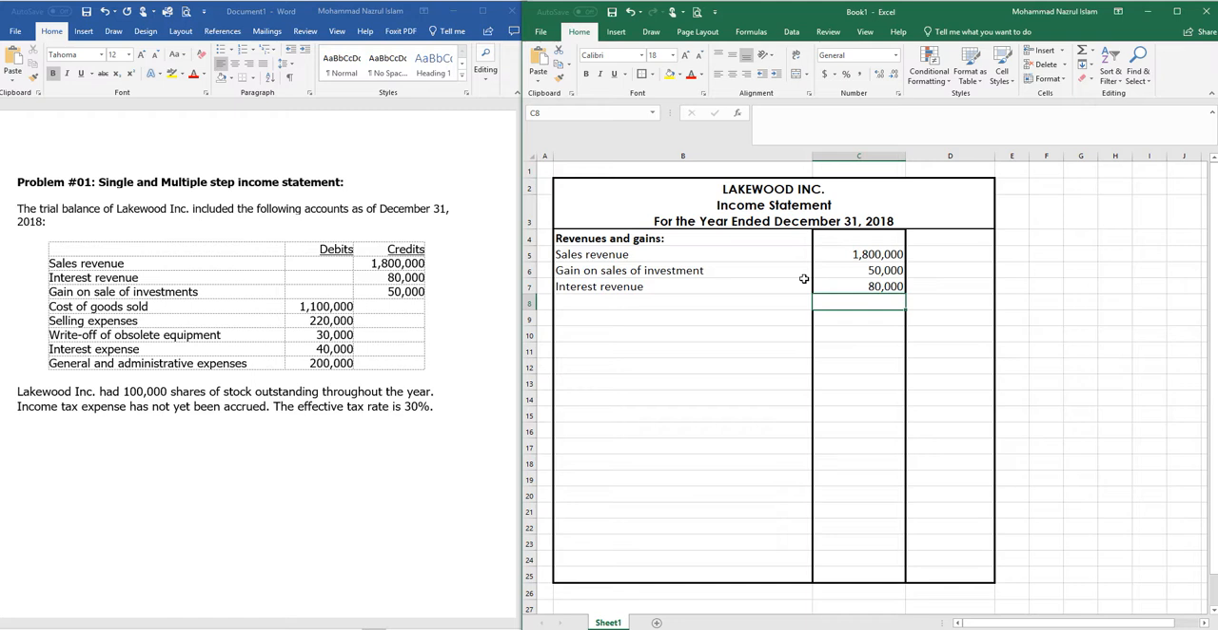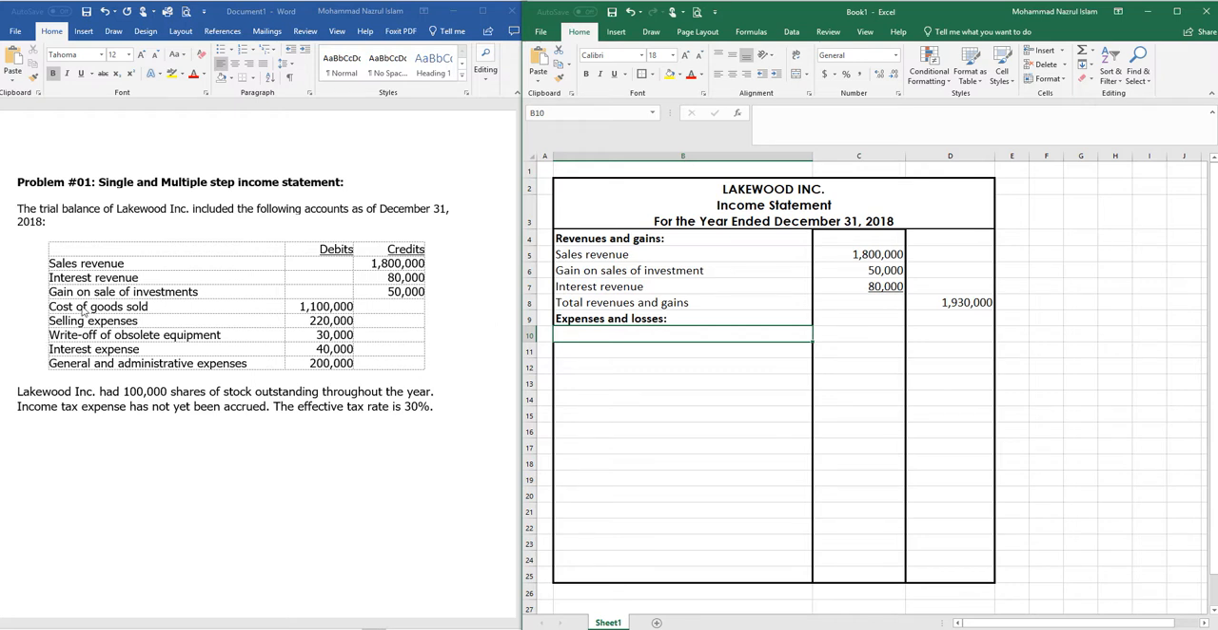So this is our total revenues and gains. What we can do is add this one plus this plus this, so we have total revenues and gains. Then we can just use the underline. Then expenses and losses. Sometimes we may not have losses.